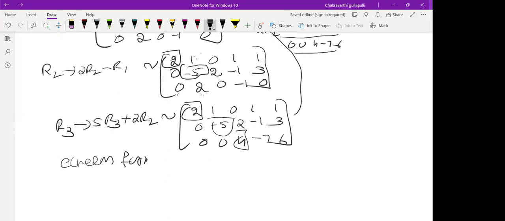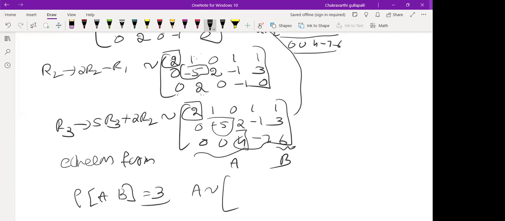So, what is the rank? This is your A. This is B. What is the rank of augmented? How many non-zero rows? 3. And A is equivalent to excluding the last column. That will give you A.